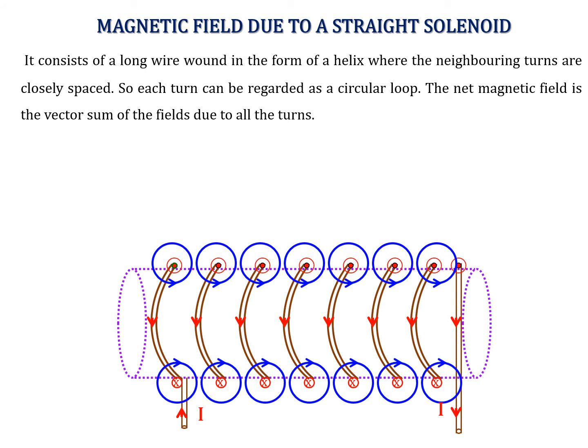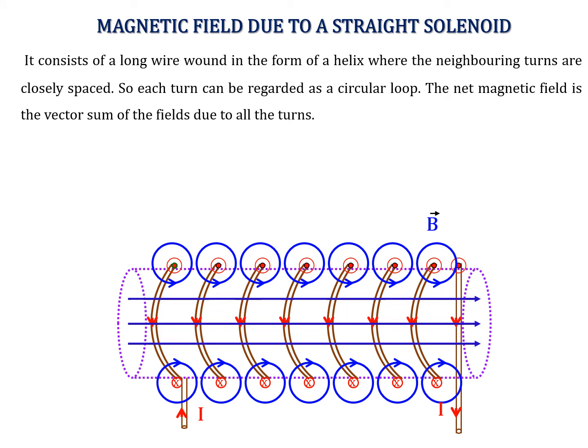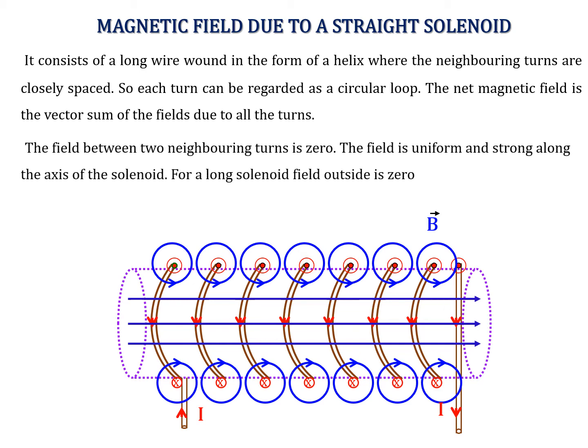The magnetic field between the turns is 0, and the magnetic field along the axis of the solenoid is uniform. For an ideal solenoid, the length of the solenoid is large in comparison to its radius, and under such conditions, the field outside the solenoid is taken as 0 and field along the axis is uniform. That is why we have represented here the field by equidistant parallel lines. It shows that the field along the axis of the solenoid is uniform.